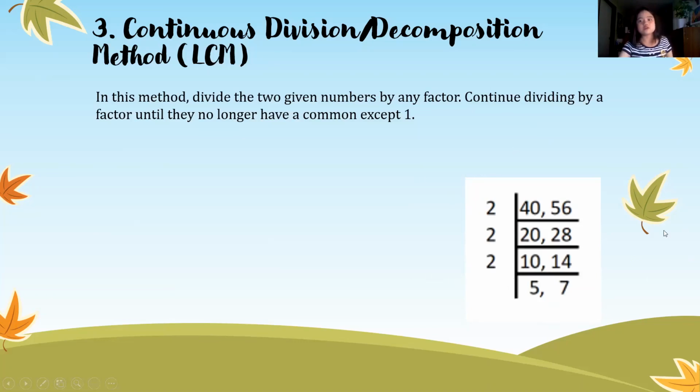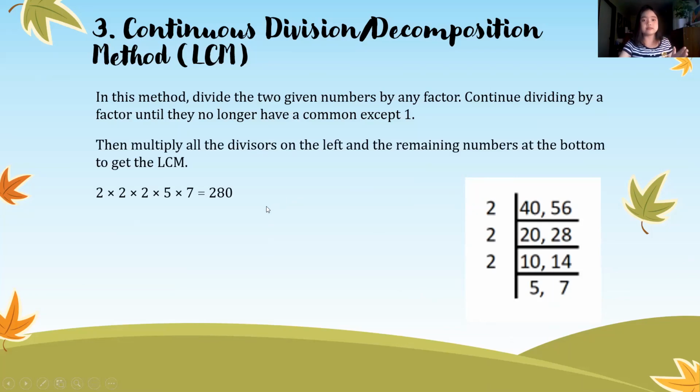After doing the method, the next thing you have to do is almost the same thing as for GCF, except there's one rule you get to add. You have to multiply all the divisors on the left and the remaining numbers at the bottom. So what do you think are the remaining numbers at the bottom? Exactly, 5 and 7. So 2 times 2 times 2 times 5 times 7 is equal to 280. So that is our least common multiple.